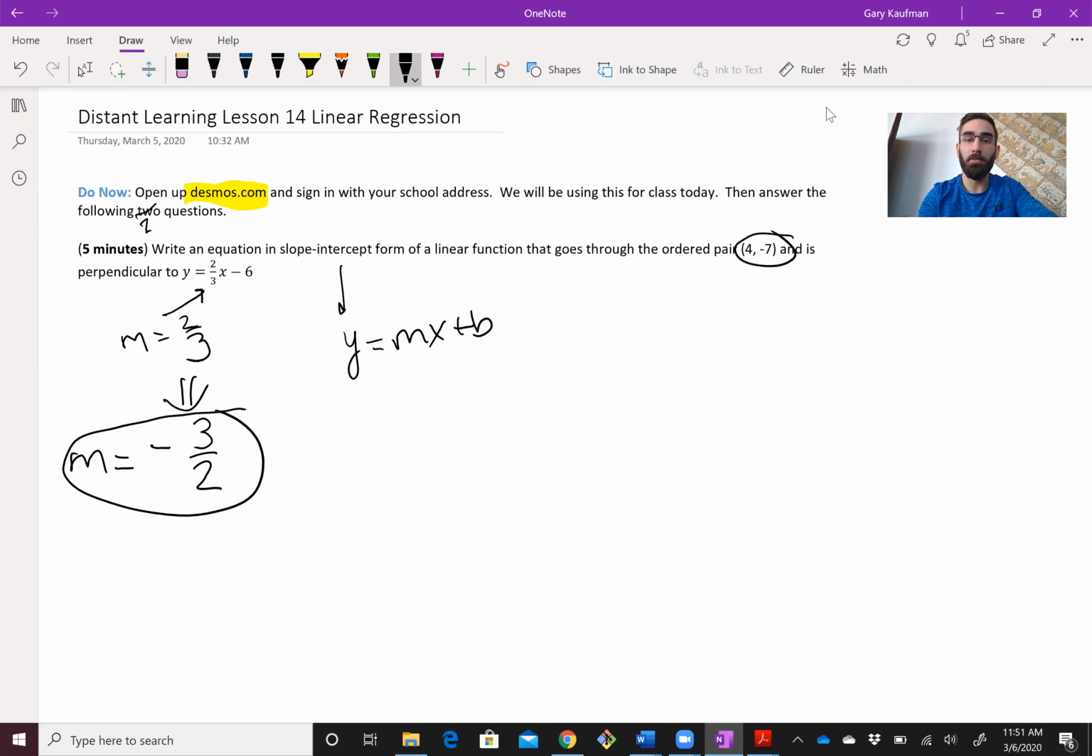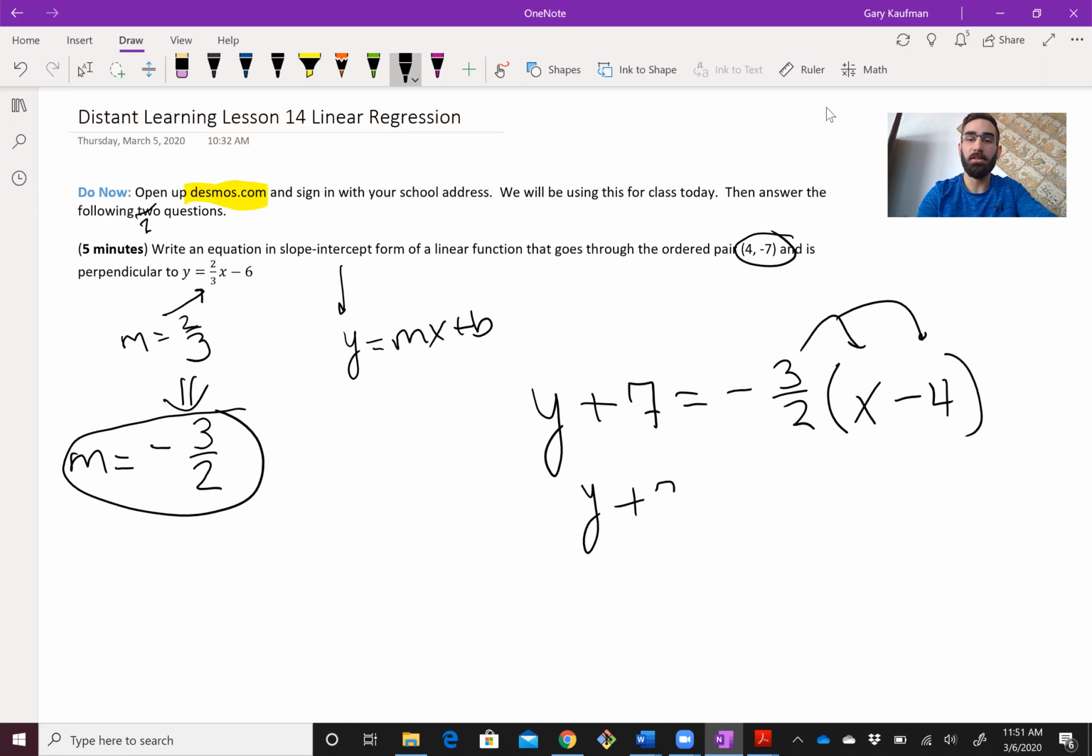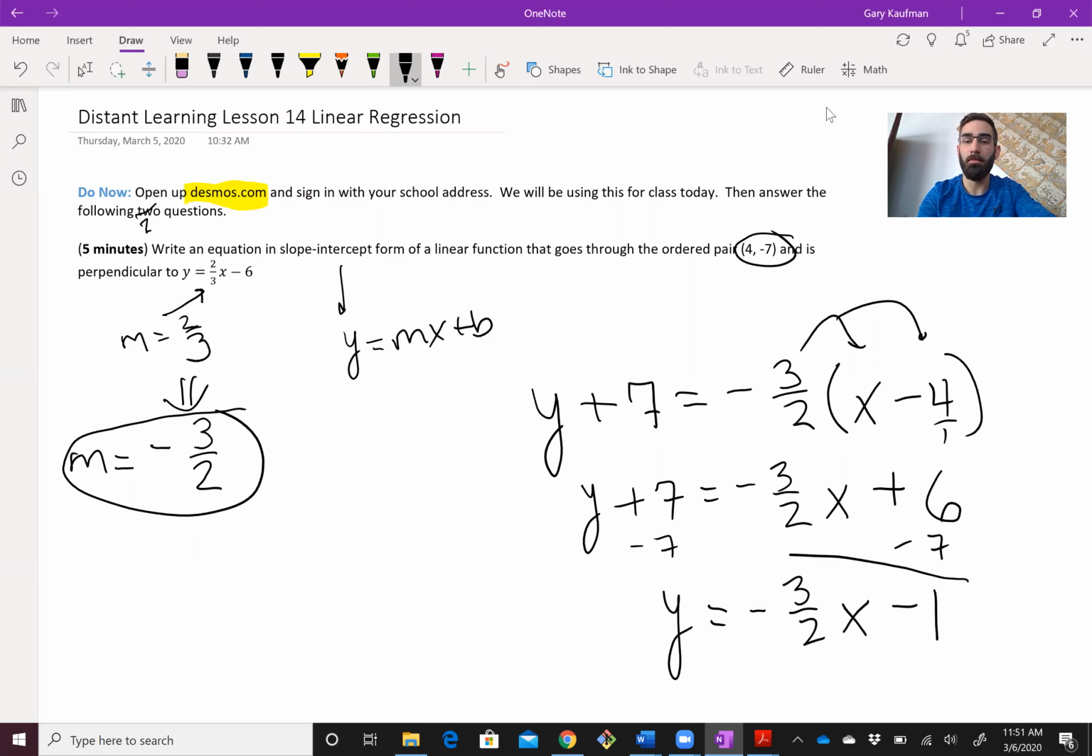You can go from any form. I'm going to do point-slope and transform it. So y plus 7 equals negative 3/2 times (x minus 4). Distribute: y plus 7 equals negative 3/2 x. Negative times negative makes a positive, 12 over 2, so that's 6, minus 7 on both sides. y equals negative 3/2 x minus 1. So that is our equation that goes through (4, -7) and is perpendicular to that given equation.